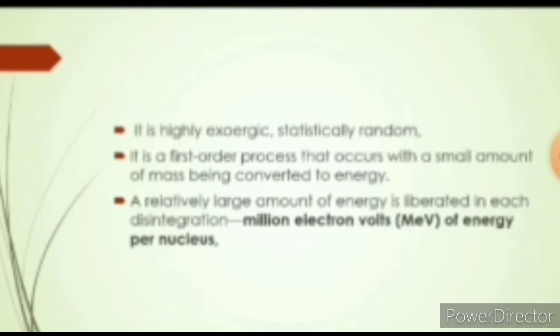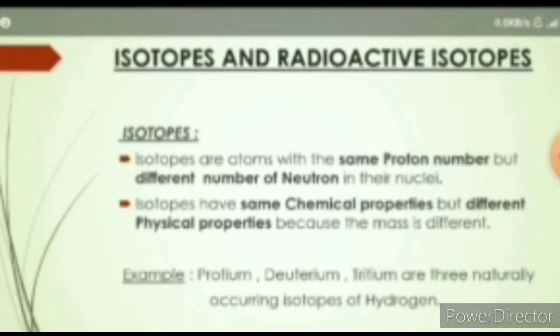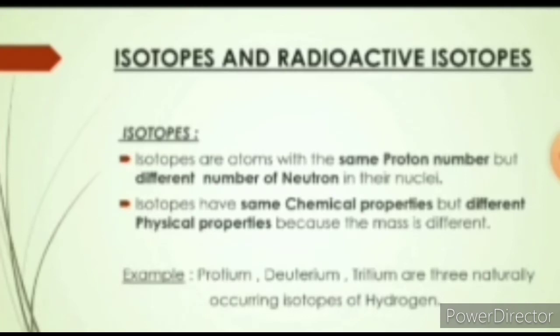Now it's highly exothermic because it emits a large amount of energy. Exothermic is accompanied by the releasing of a high amount of energy, and it's statistically random, and it's a first order process that occurs with a small amount of mass being converted into energy. It's a relatively very small mass. It's an atom, so it has a very negligible amount of mass.